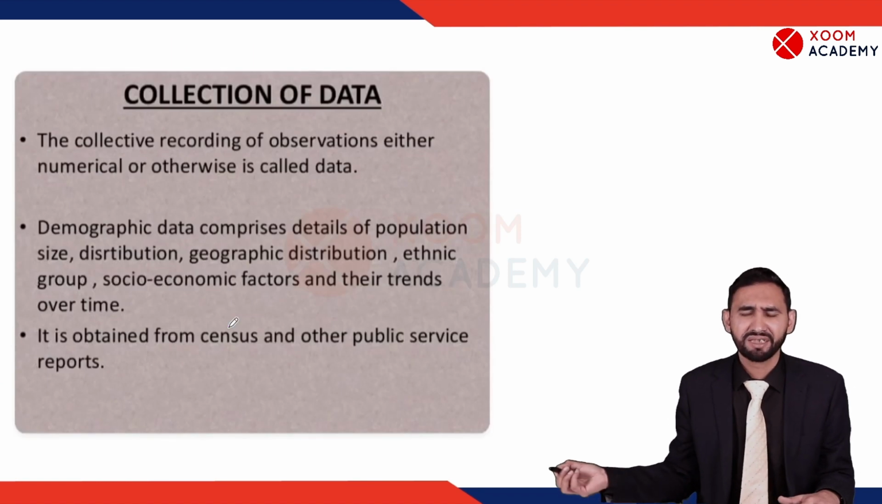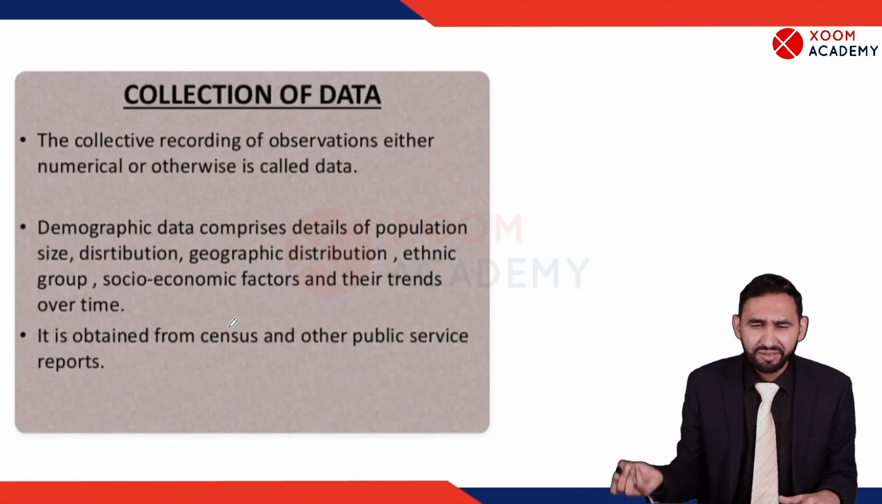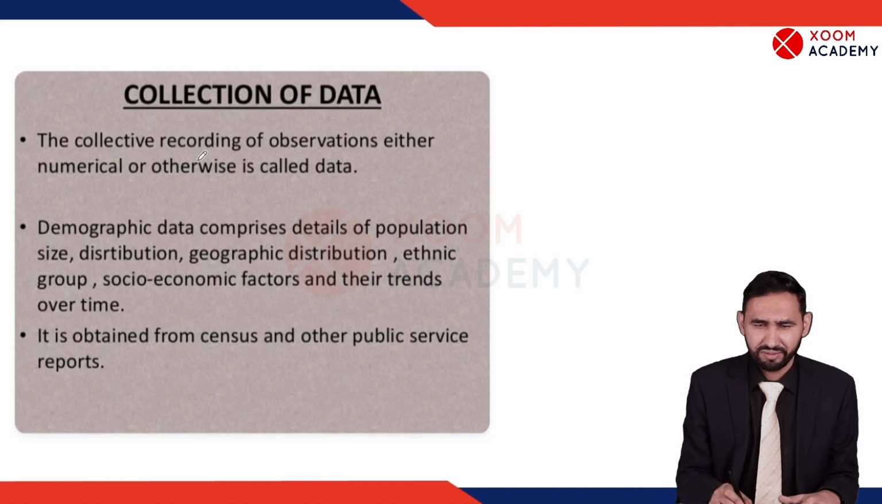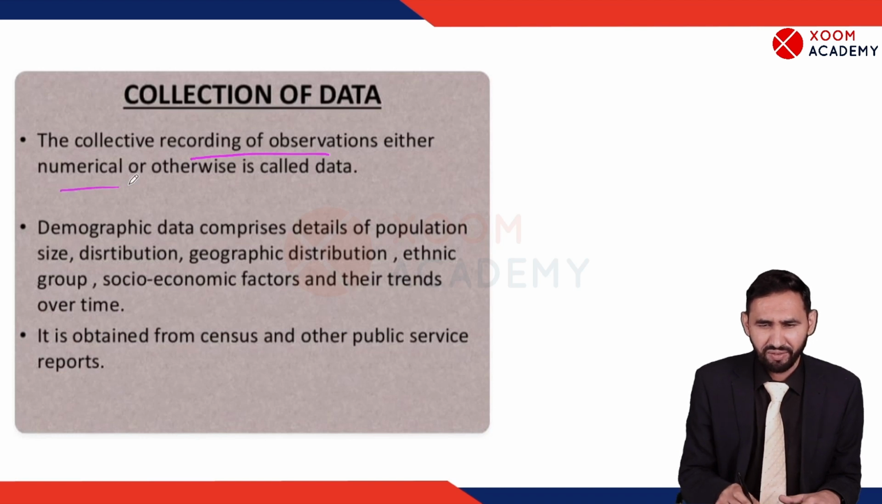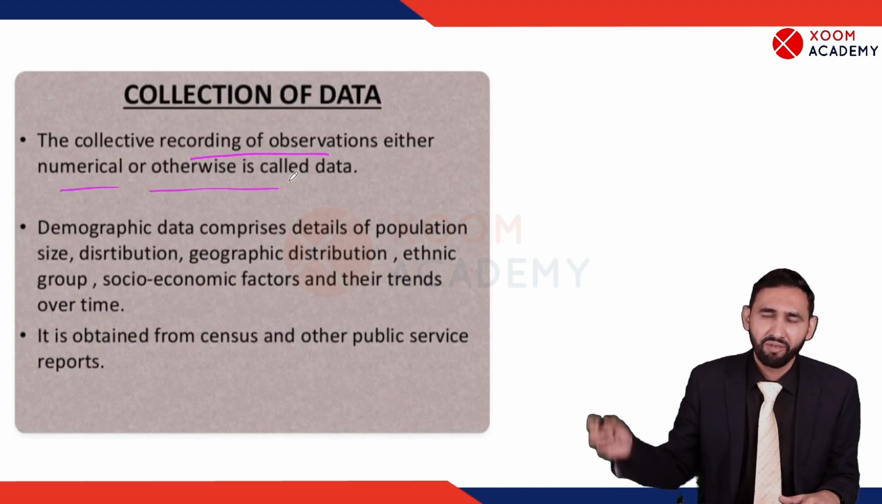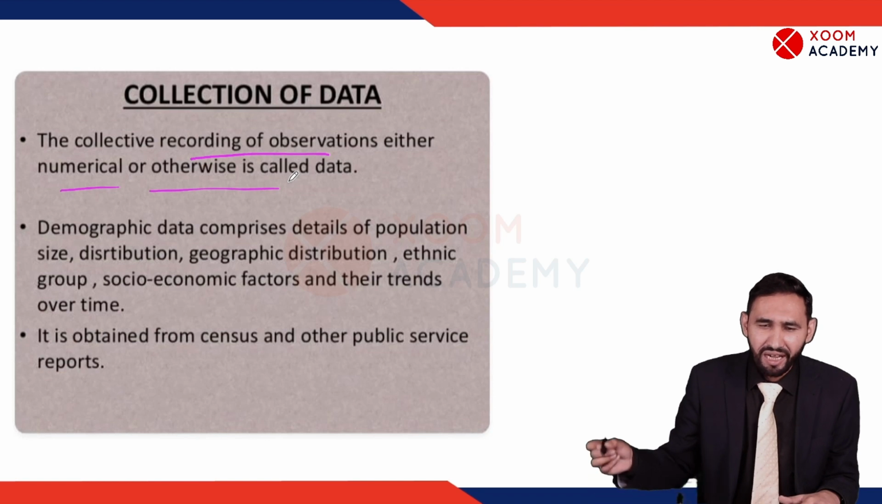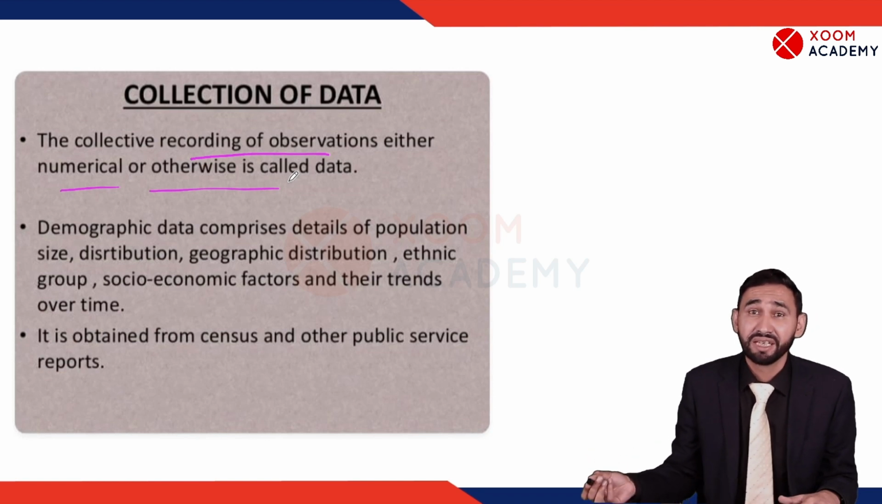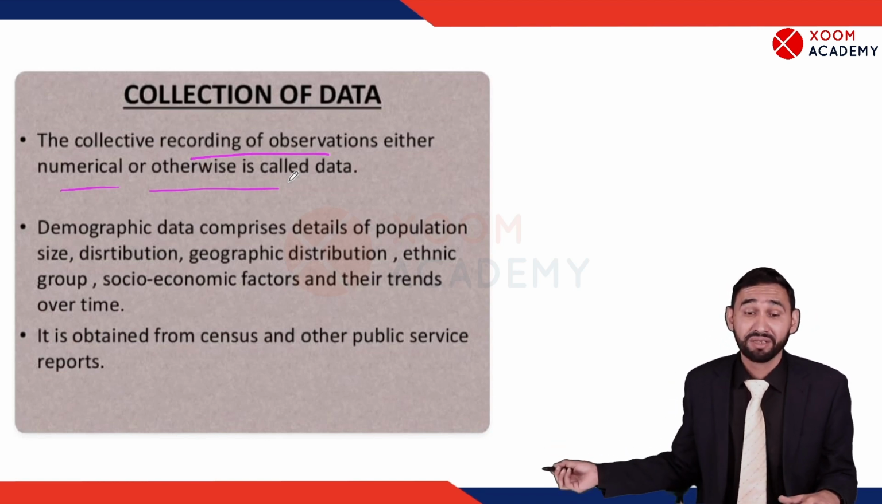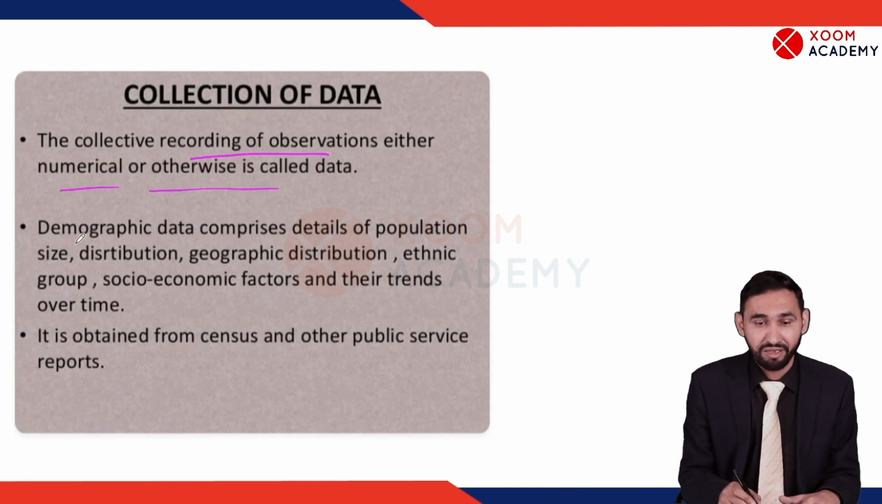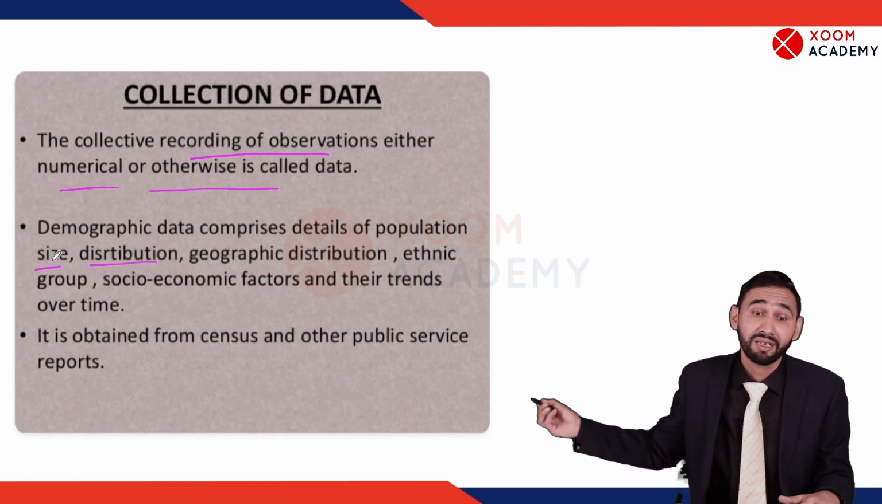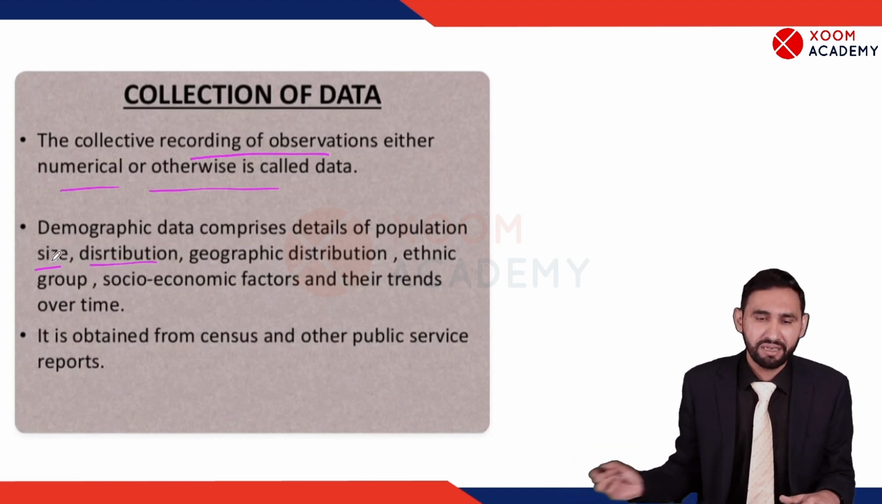And how do we collect the data? What is collection of data? The collective record of observations. It is recording of observations, numerical or otherwise, that is called data. Basically, observations are called data, and demographic data comprises details of the population. Demography is the study of population. It's the study of the composition of population. What is the size of the population? What is the distribution? What is the total number of the population? Like Pakistan has a population of 220 million.